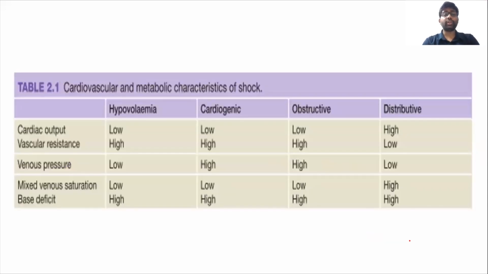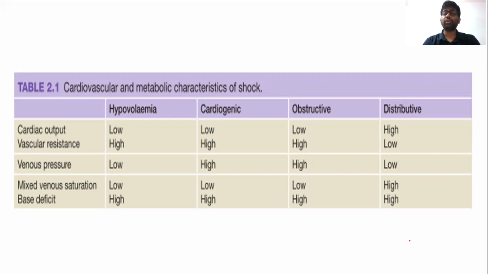Again, moving on to another high yielding table from Bailey and Love. This we have to understand. It's not that difficult. It might look so, but it's not. Try to understand, the cardiac output will definitely be low in hypovolemic shock because the volume is less. In cardiogenic shock, the heart is not pumping, and in obstructive shock, the heart is unable to pump because of pressure from outside, as in constrictive pericarditis.